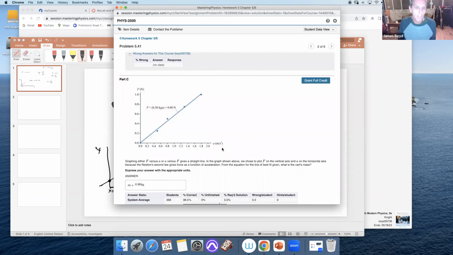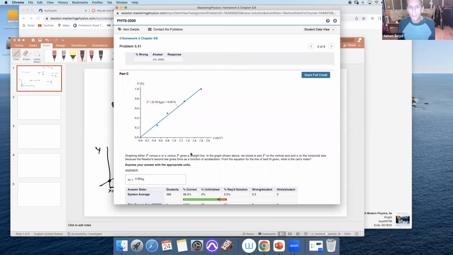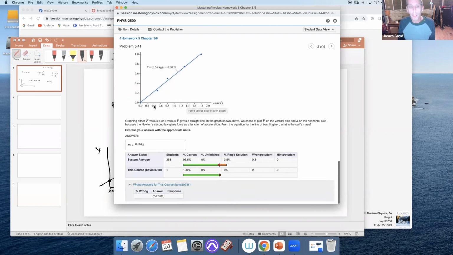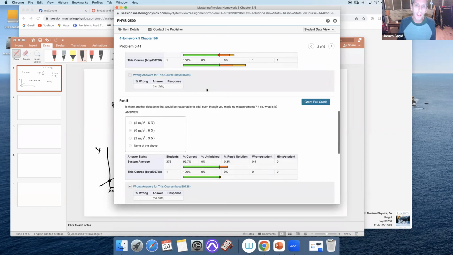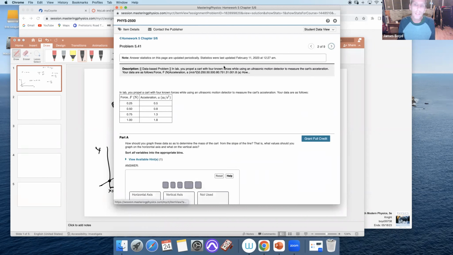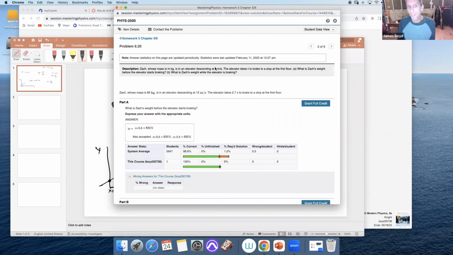And then finally, graphing this, that straight line, that slope is our mass, because that slope is F over A. It's the change of F over the change of A. And therefore we have a constant mass of 0.56 kilograms. That's all. I just wanted you to think about how you graph things and make sure you understood how to graph things.